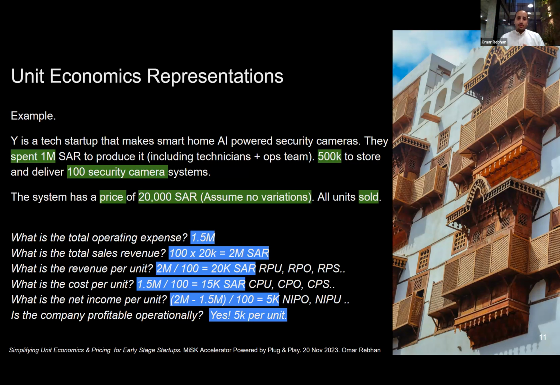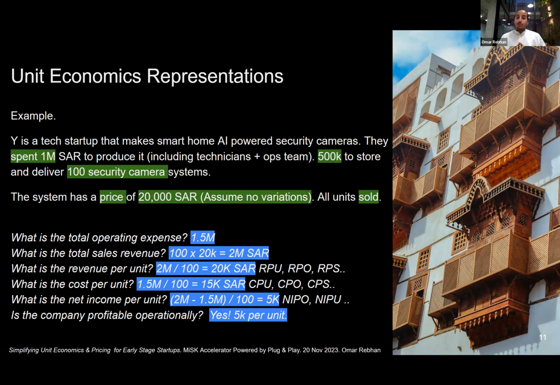What's the revenue per unit? Revenue per unit, you basically take the overall revenue. You don't subtract anything. I have made 2 million divided by the units. And then you have made 20,000, which is here the same as the sales price, right? Makes sense because I have only one product with one price. It's not always this clean, right? This is an example, and we'll address that later.